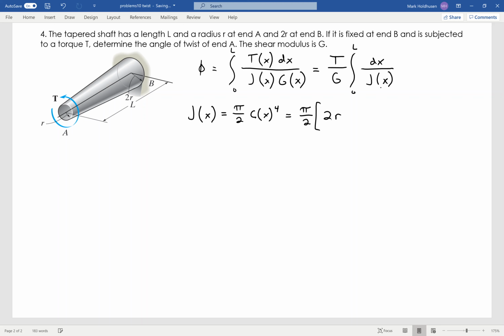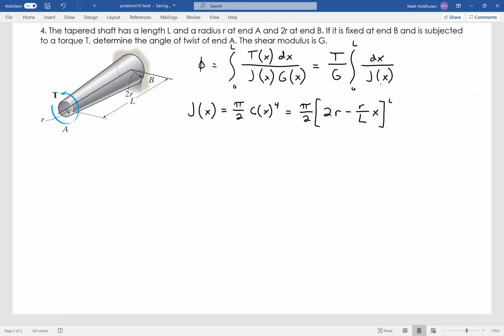And then the radius shrinks as a function of r over L, so minus, because it shrinks, r over L times x. Again, when x equals 0, it equals 2r. When x equals L, which is when I'm at A, then it's 2r minus r, or just r, which is what it is. So that whole thing will be to the fourth, like so. So I get the equation as a function of x for that polar moment of inertia, which is what I needed. Now I take this and plug it back into that top equation to find the angle of twist, which is kind of ugly.